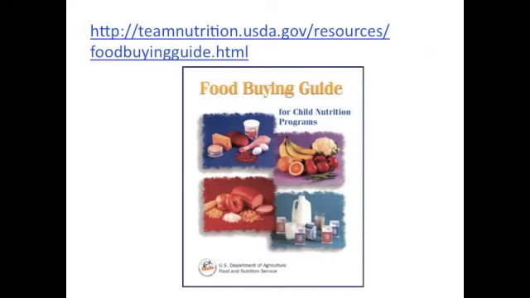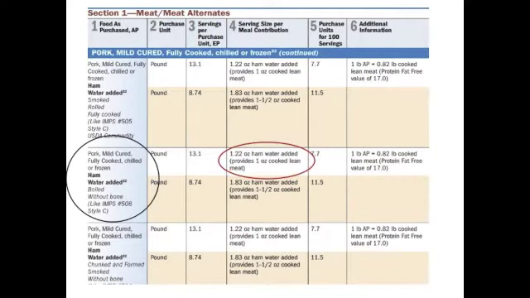The food buying guide is one of the most important resources that you should know how to use. All sections of the food buying guide are available online and can be downloaded in PDF format for you to store on your computer, or you can even print them out if you would like. For pre-cooked items, the food buying guide will show you the crediting information in column 4. This cooked ham with water added credits as every 1.22 ounces of ham equals 1 meat ounce equivalent.